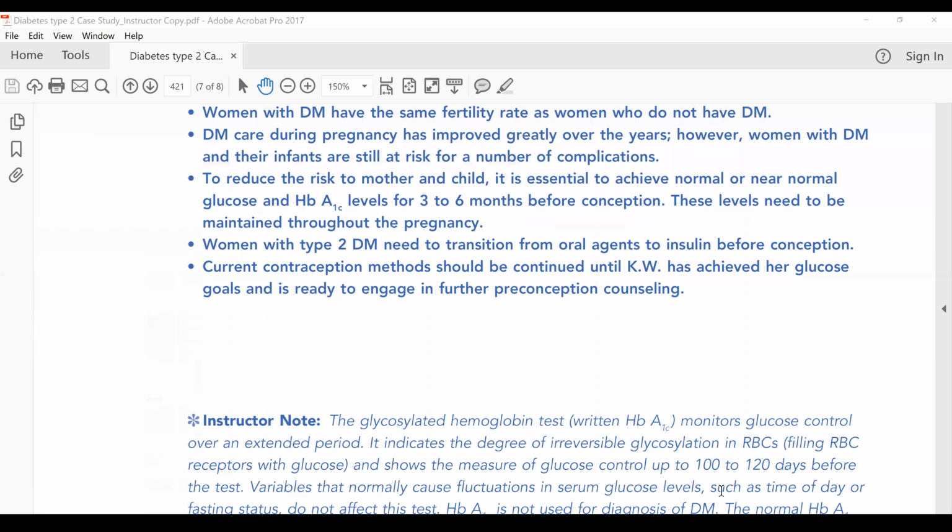HbA1c is a glycosylated hemoglobin test that monitors glucose over an extended time. It gives an indication of the degree of irreversible glycosylation in the red blood cells, those red blood cell receptors with glucose, and shows a measure of glucose control up to 100 to 120 days before the test.